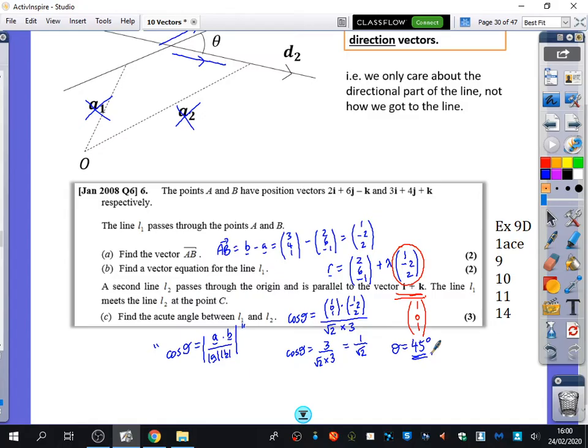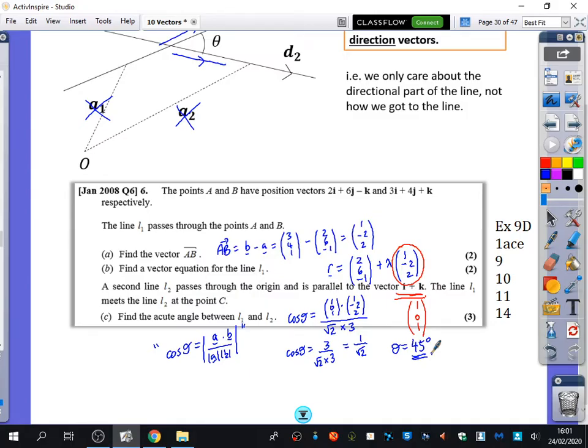I've told you which questions from exercise 9D are the angles between two lines, but I'm not going to ask you to do them in this order. I'm going to just give you the exercise and you're going to have to jump around the next few skills that we've got, okay? So we're going to move on, and we're now going to look at the second thing on our list, which is the angle between a line and a plane.